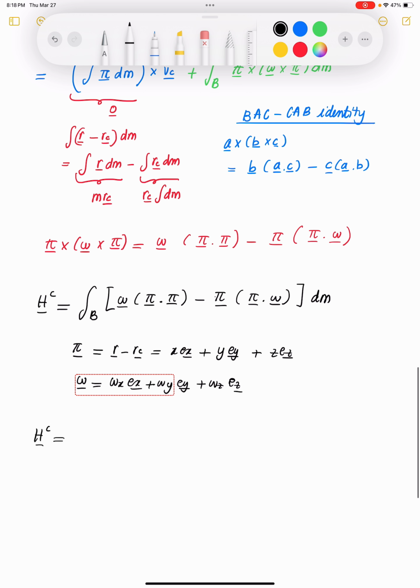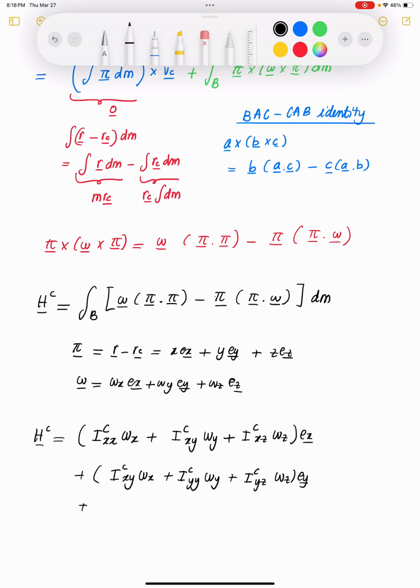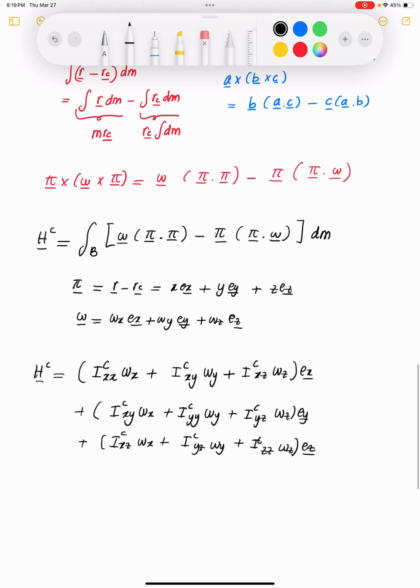I'll get that hc is equal to Icxx omega x plus Icxy omega y plus Icxz omega z along ex, plus Icxy omega x plus Icyy omega y plus Icyz omega z along ey, plus Icxz omega x plus Icyz omega y plus Iczz omega z along ez, where the I terms are called moments of inertia.